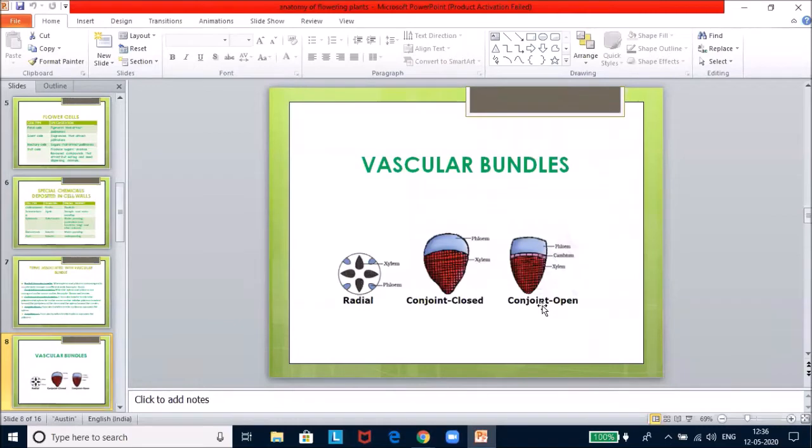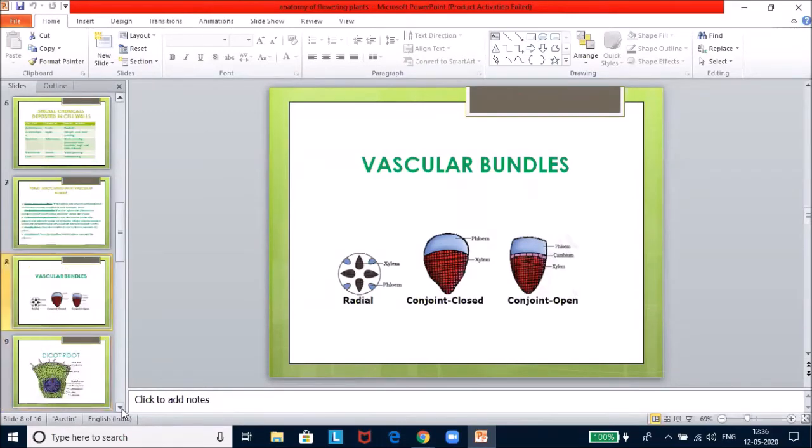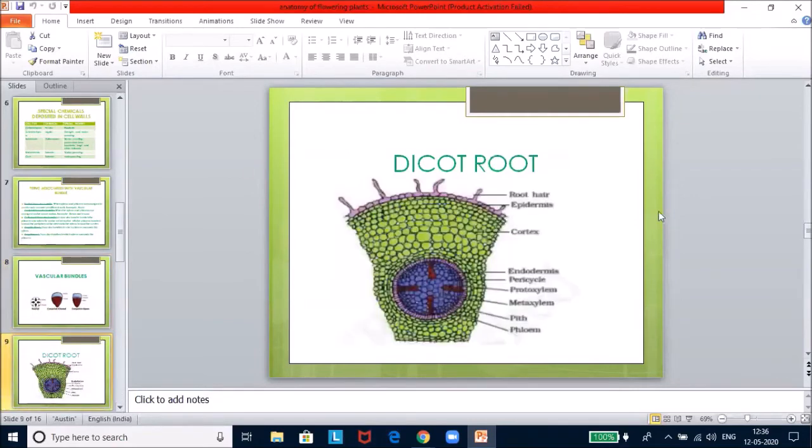Now this is also a conjoint thing, but you find cambium present in between xylem and phloem and it is open for secondary growth. That is why if it is open or closed, it means it is with reference to secondary growth. Now let us look at the dicot root. So these diagrams you have to understand, practice at least the labelings, because it is very, very important.